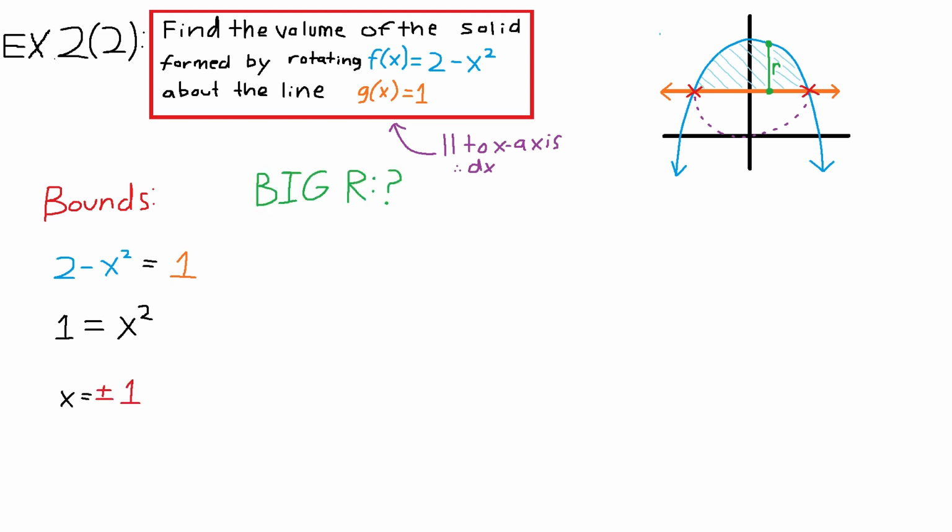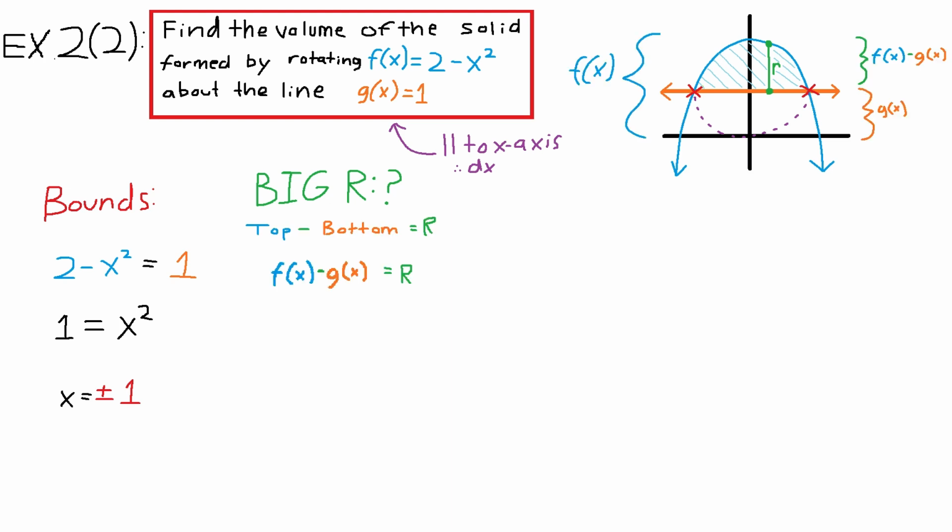Now to find big R, we need to do some top minus bottom action, similar to our last video, because when rotating around an axis that isn't the x or y axis, the radius is either going to be bigger or smaller than the function. Technically, this whole time, we have been doing top minus bottom, but because the bottom function was the x-axis, y equals 0, we were subtracting 0 from the function the whole time. And I just didn't bother writing it, not because I forgot to mention this point or anything.